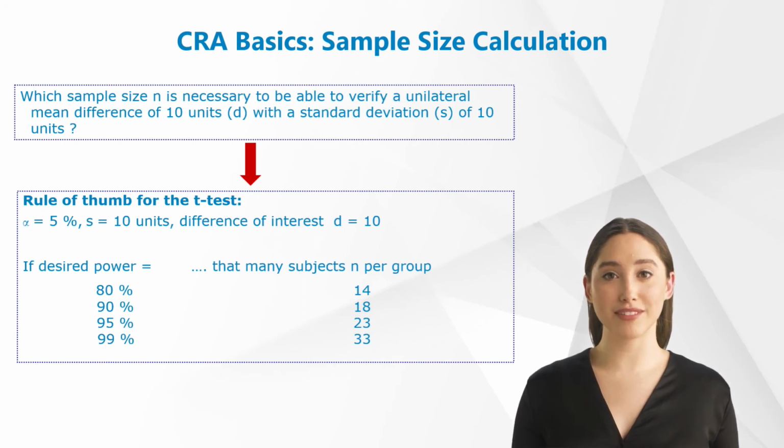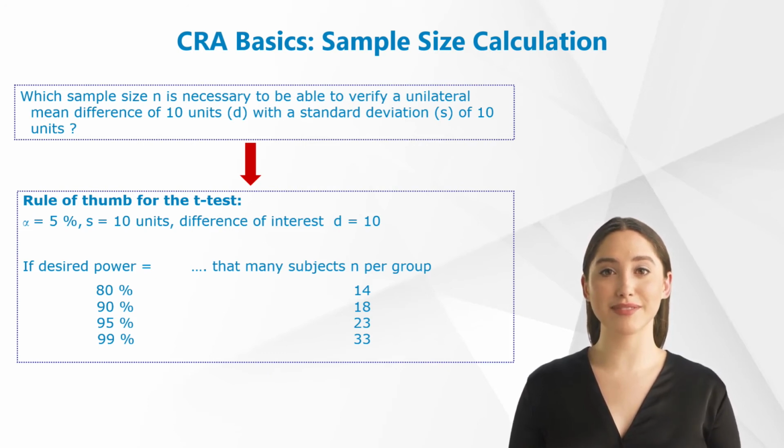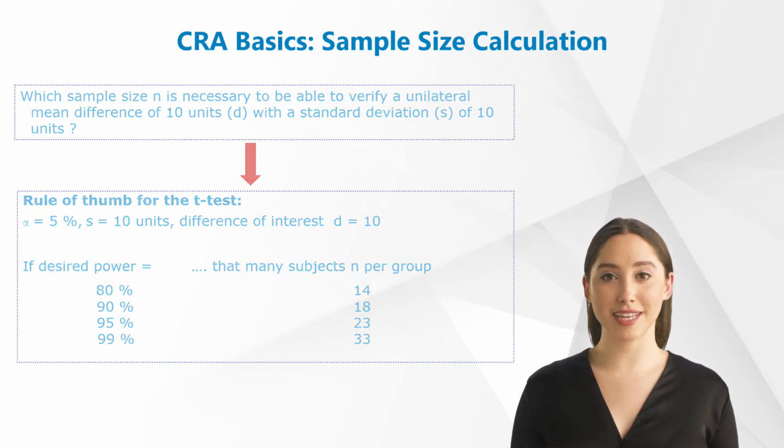Another example of sample size calculation. How many subjects are necessary for the verification of a unilateral mean difference of 10 units, d, with a standard deviation of 10 units, s? Because alpha has been set at 5% and the standard deviation is known, the sample size is dependent on the desired test power. A power of 80% only requires 14 subjects, a power of 99% even 33 subjects.